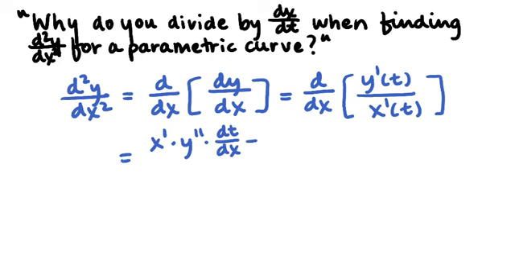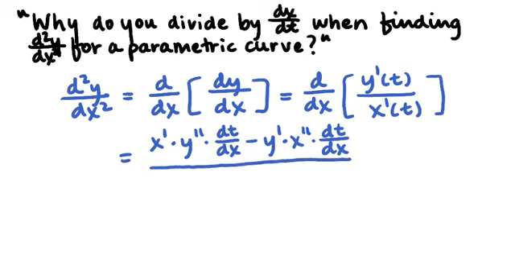Bottom times the derivative of the top minus the top times the derivative of the bottom. Well, the derivative of the bottom in the same way is going to be x double prime multiplied by dt dx. Right? It sounds wrong. I never say dt dx, but that's what I need right here. And then divided by the bottom squared. And this is really it.